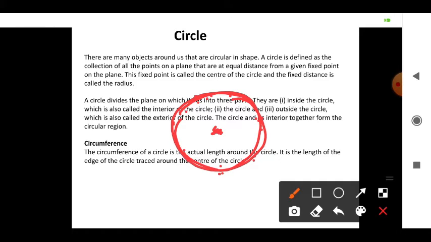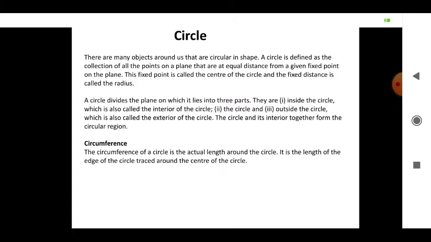A circle is defined as a collection of all points on the plane that are at equal distance from the given fixed point. You are collecting all points and drawing a circle from the fixed point. From the fixed point to any point on the circle, it has equal distance. The fixed point is called the center of the circle. And this fixed distance, if you draw a line from here to this point, that will be the radius.